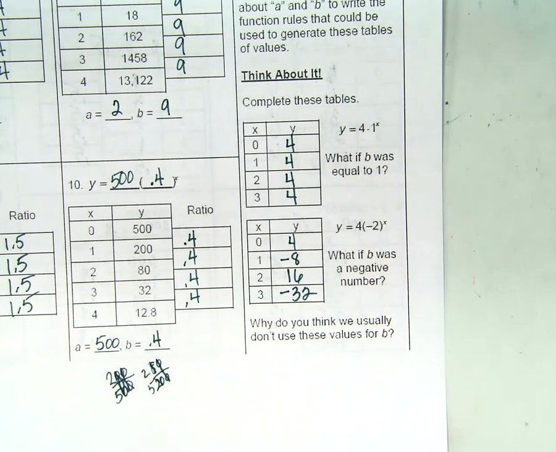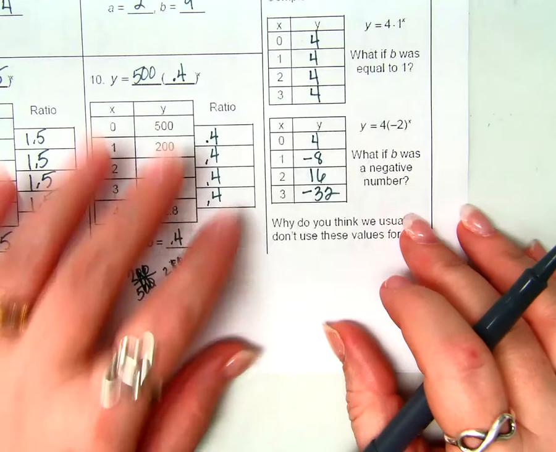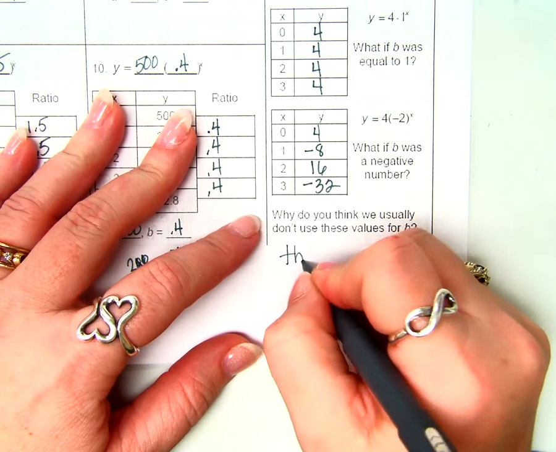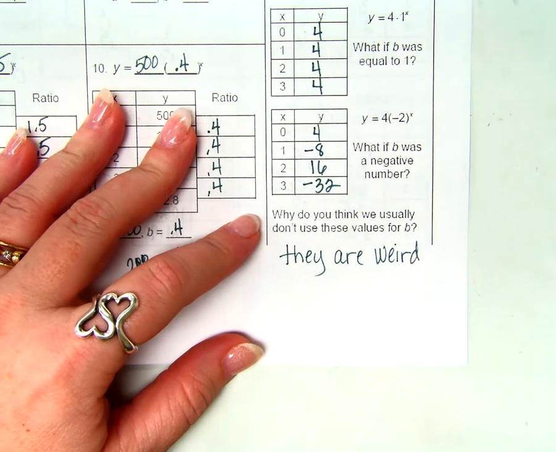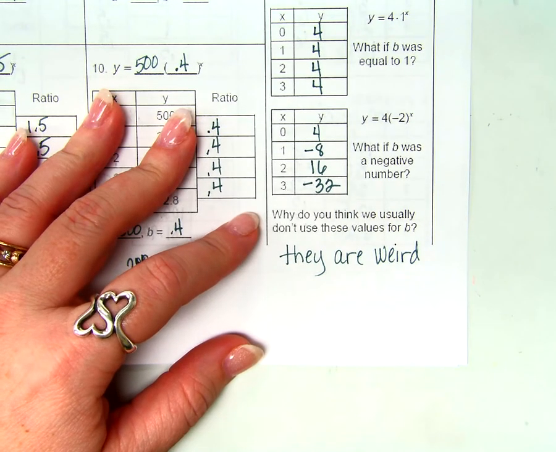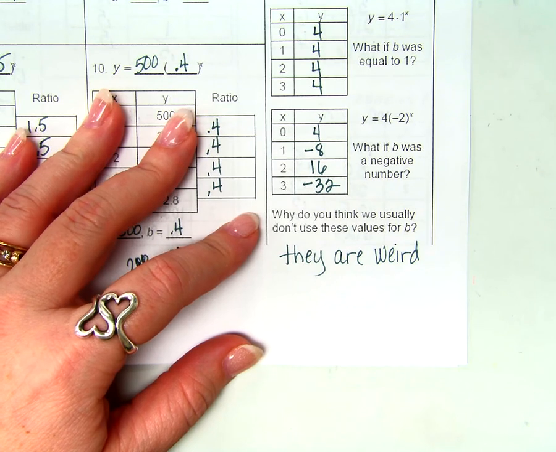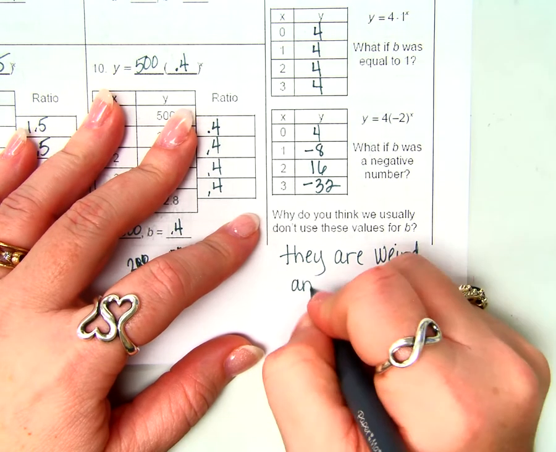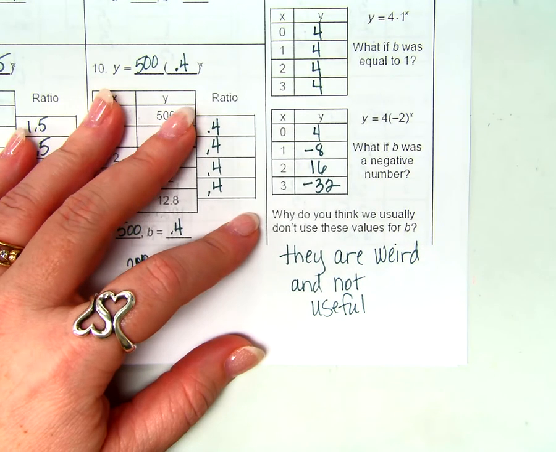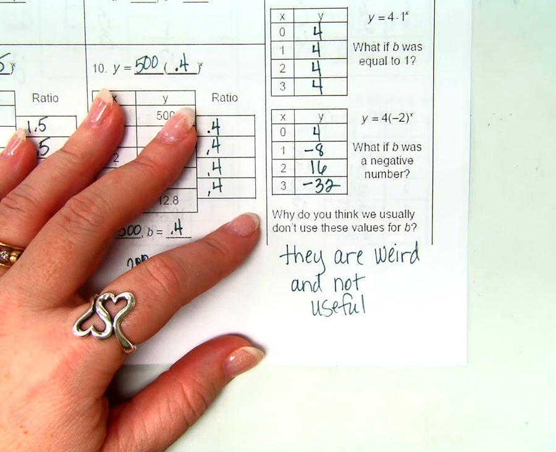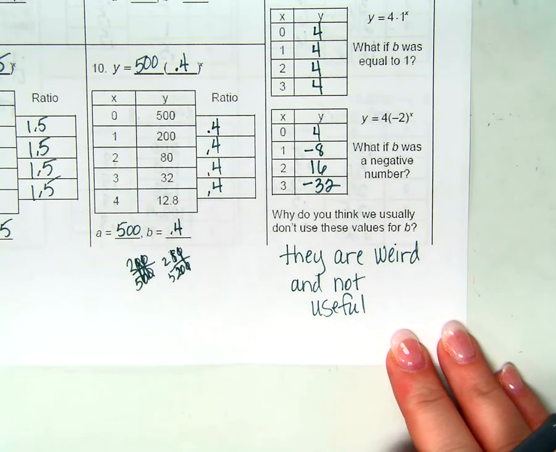Okay? So, answer this question for me down here. Why do you think we usually don't use these values for b? I'm going to write down exactly what it says on my answer key. They are weird. I'm not even kidding. That's what it says. They are weird. And not useful. Okay? Thank you.